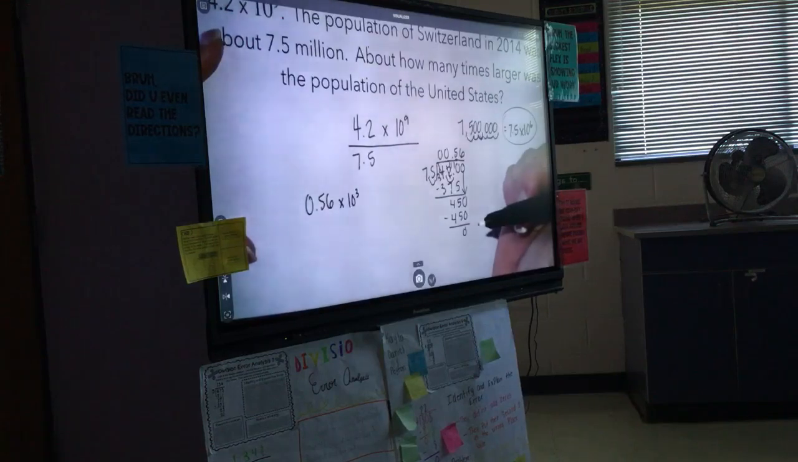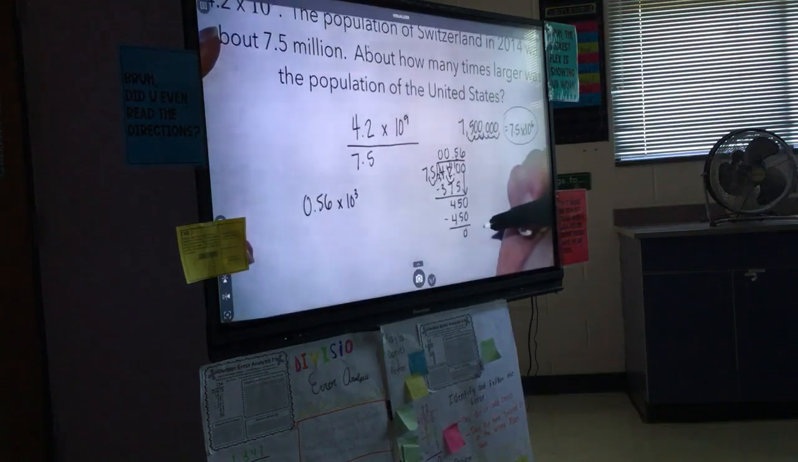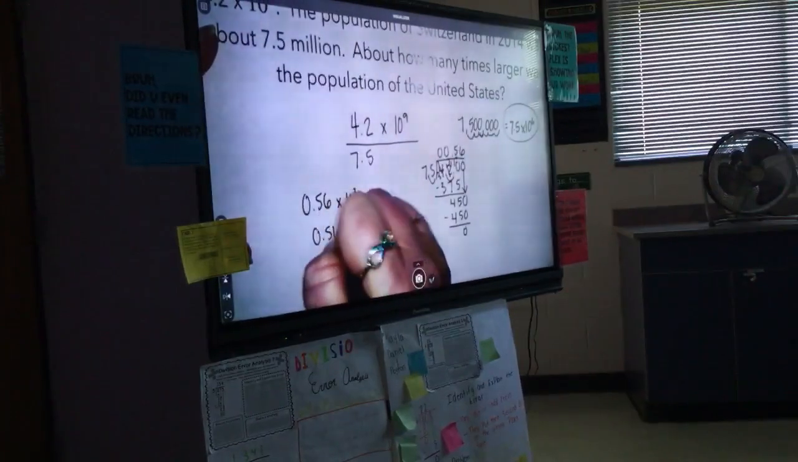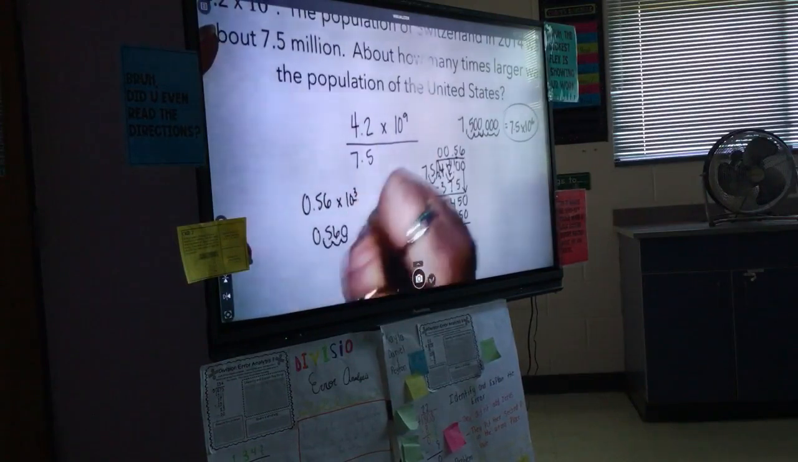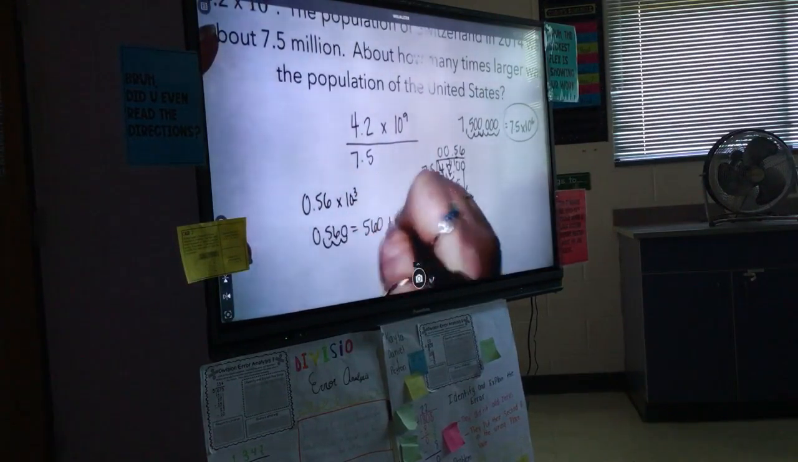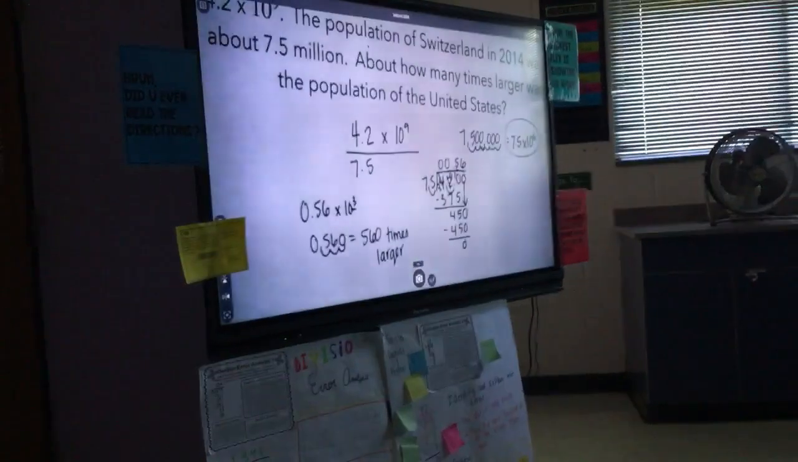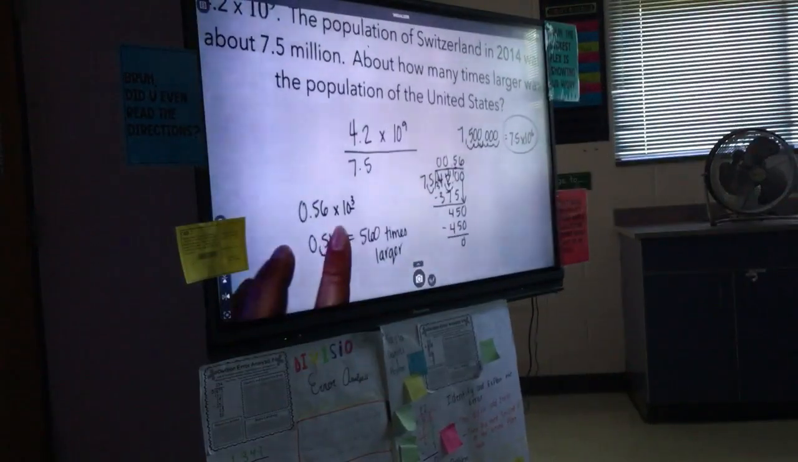How many times am I moving my decimal? Nope. 3. All right, so this becomes, so your answer is 560 times larger. But if you can get here, you're gonna get your answer.